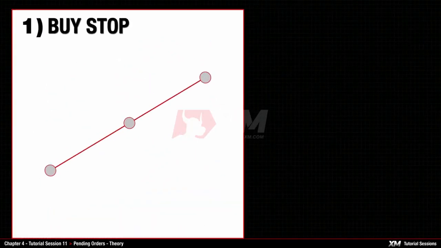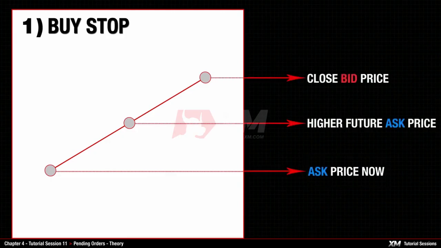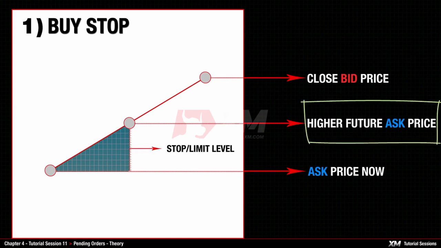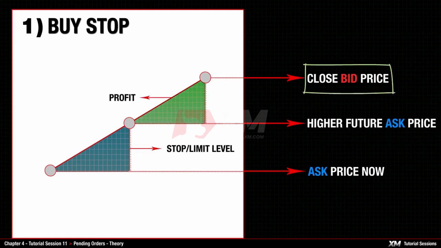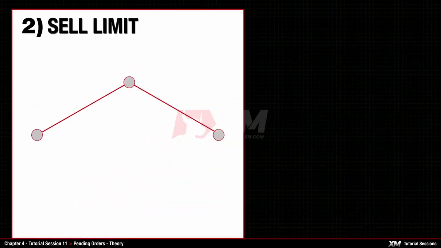Let's start with the graph representation of the buy-stop order type. Buy orders are opened at the ask price and closed at the bid price. The buy-stop order needs to be opened at a higher future ask price. To make a profit on this type of order, the closing bid price needs to be higher than the opening ask price. Next comes the sell limit order.